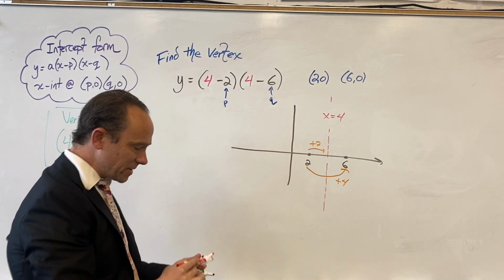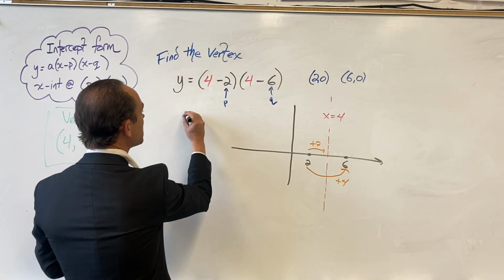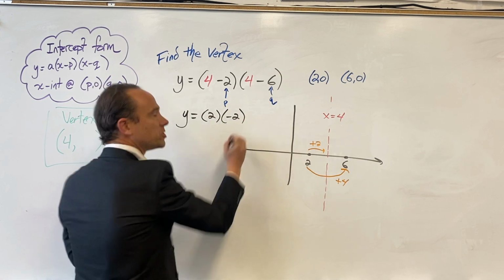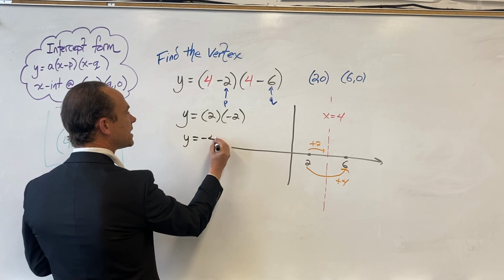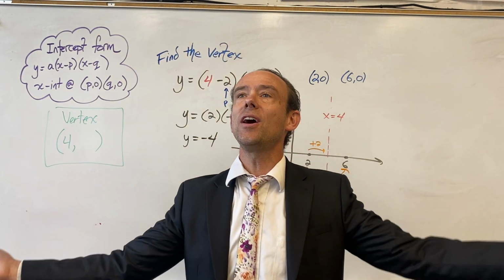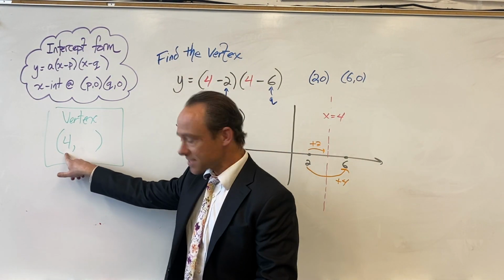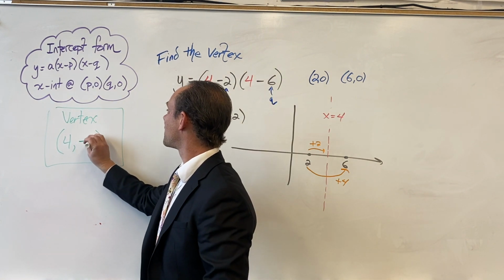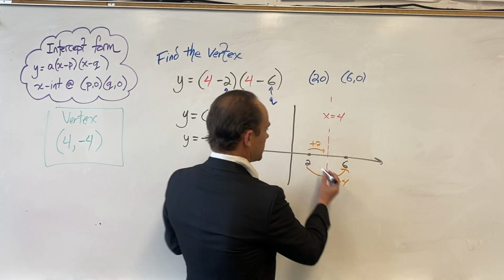That's how we do it. So now we got to evaluate this equation. So let's just keep going. y is equal to 2 times negative 2. You still with me? All right, here we go. y is equal to negative 4. Gorgeous! Oh, let the heavens open up. So when x is 4, y is negative 4. That's the vertex. Done.